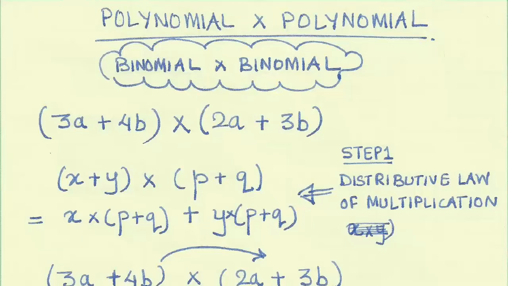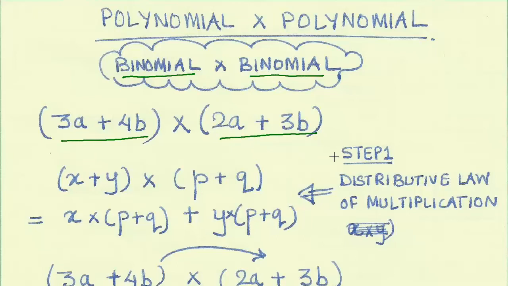Okay, now let us look at how we multiply a polynomial with a polynomial. The first case that we are going to look at in this video is multiplying one binomial with another binomial. That is multiplying two expressions with two terms, right? A binomial is an expression that has two terms. The example that we are given here is multiply 3a plus 4b by 2a plus 3b.